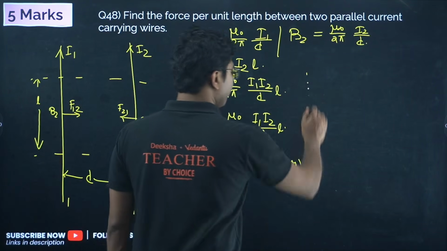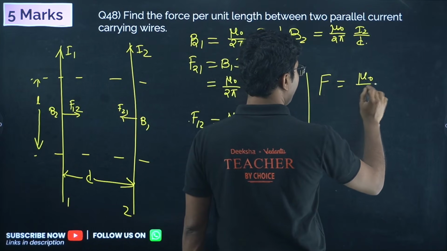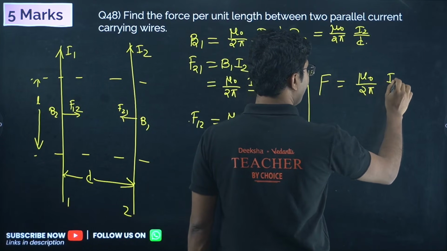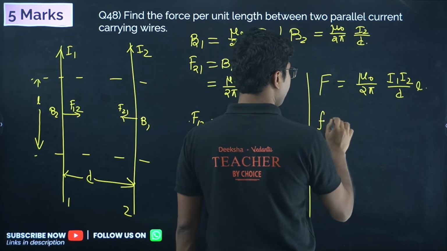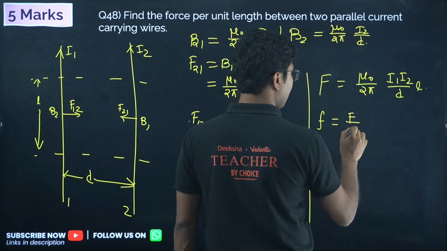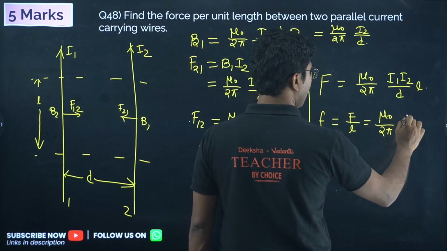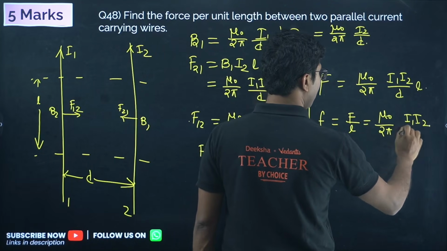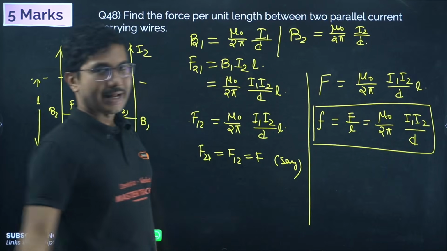So from there we can say that this force F equals mu naught by 2 pi I1 I2 by d into L, or force per unit length, which is given by F by L, that is given by mu naught by 2 pi I1 I2 by d. This is the expression. Now sometimes they might also ask to define ampere from this.